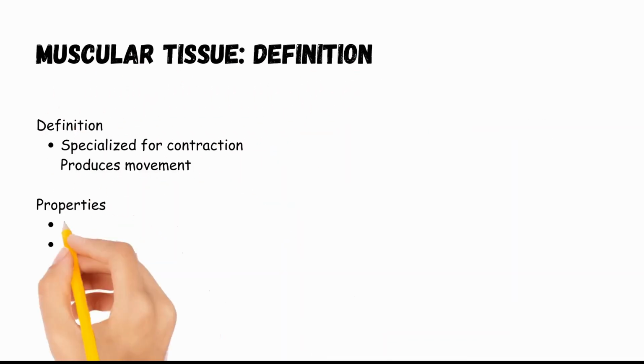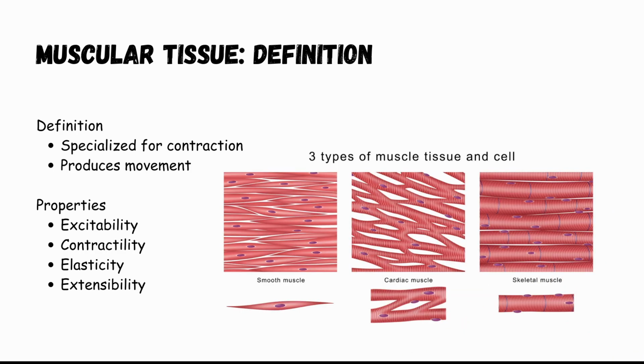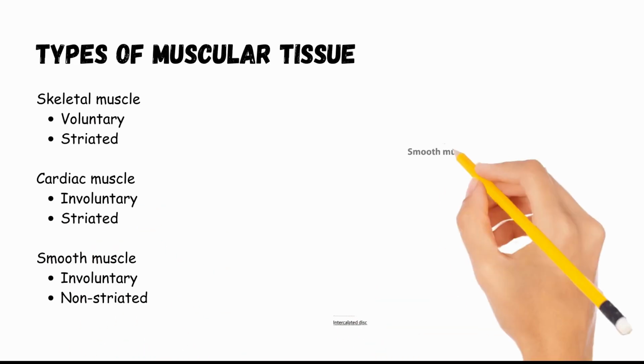Muscular tissue is specialized for contraction, which produces movement. It has four main properties: excitability, contractility, extensibility, elasticity. Muscular tissue allows movement of the body and internal organs. There are three types of muscular tissue.